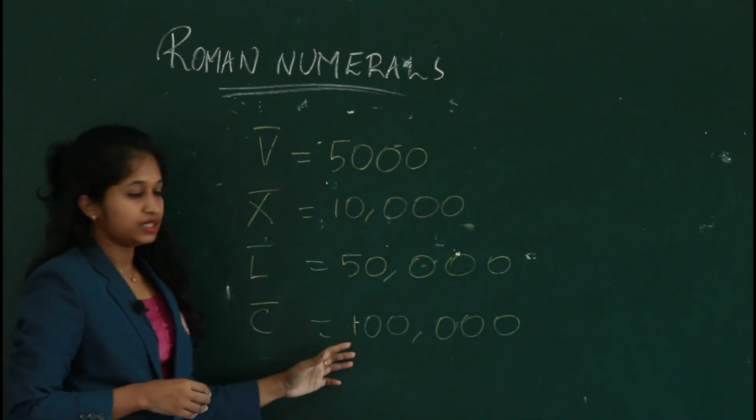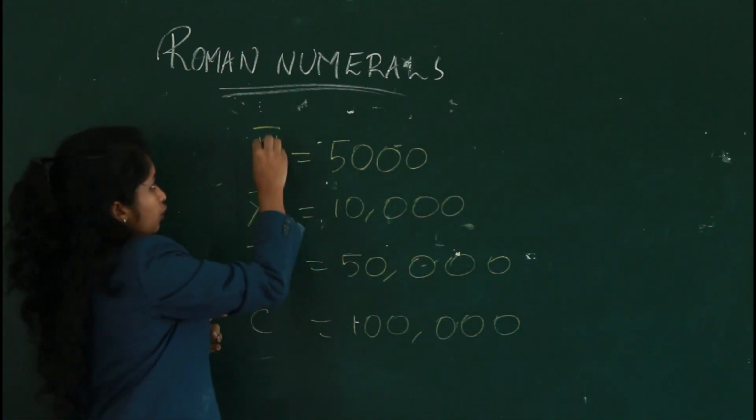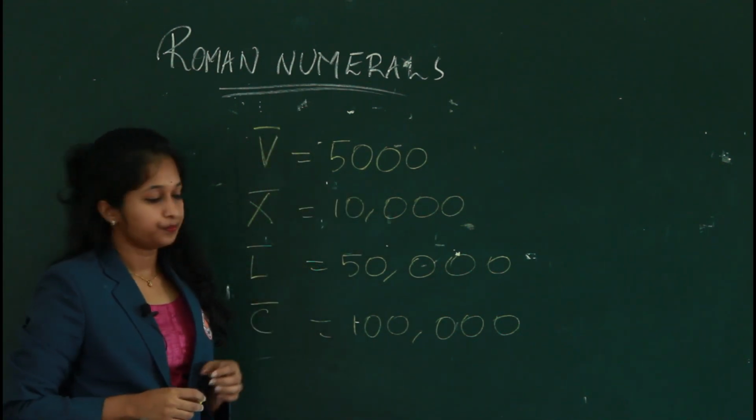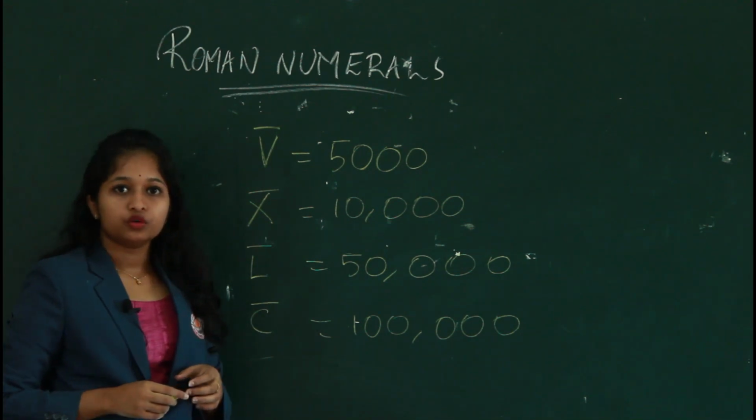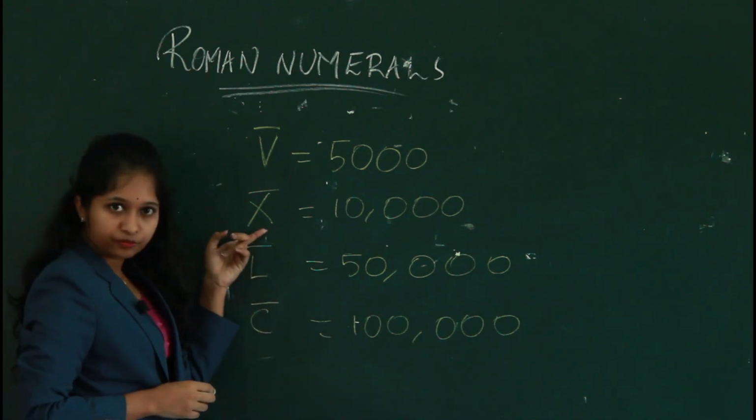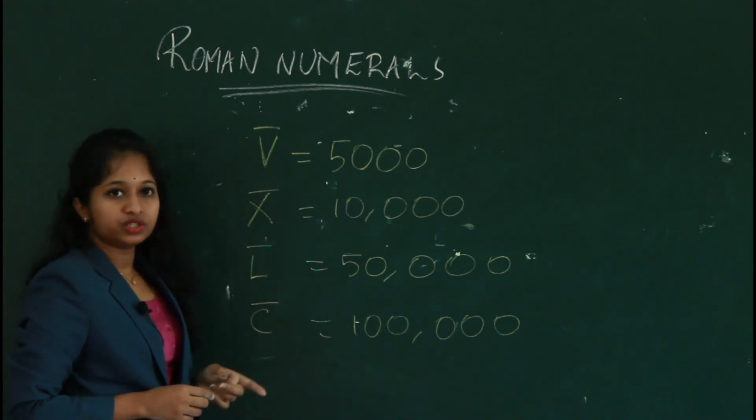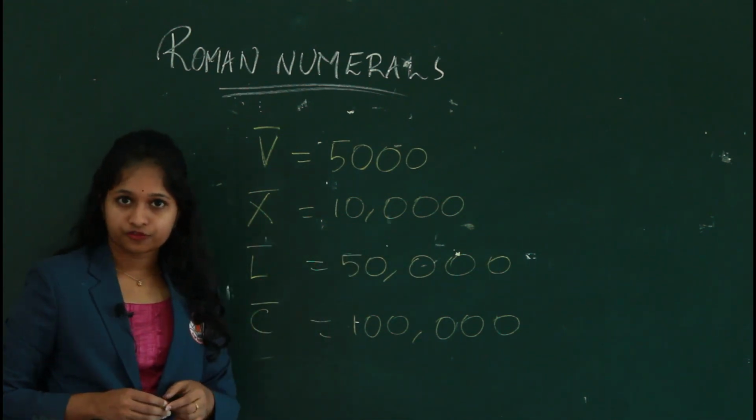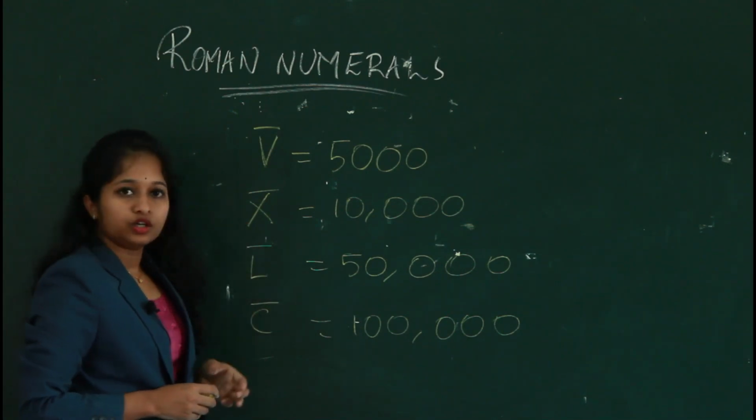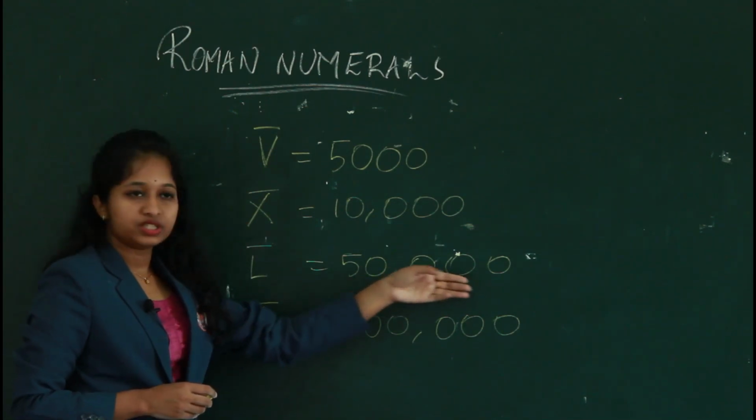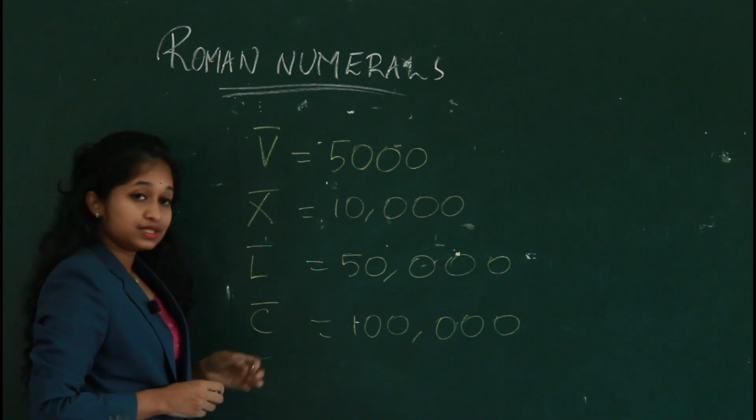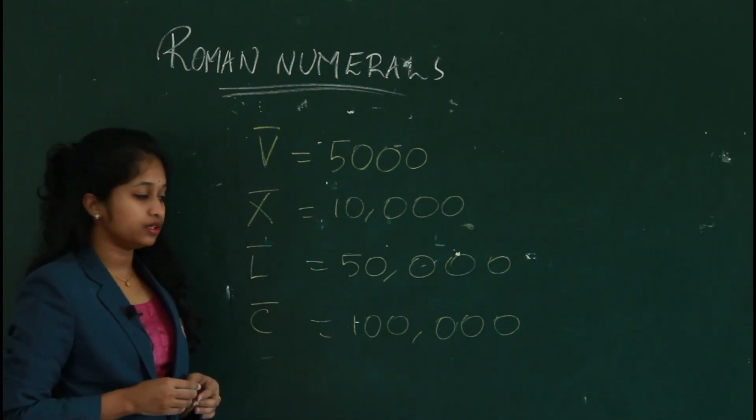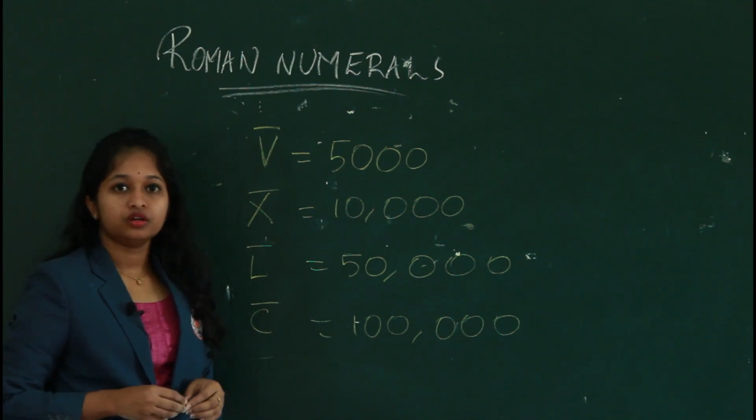And there are some more symbols. If we put a bar over 5, we can read it as 5000. And when we put a bar over 10, this is a symbol for 10, and when we put bar over it, we get 10,000. And L stands for 50, and when we put a bar over it, we get 50,000. And C stands for 100. When we put a bar over it, we get 100,000 or 1 lakh.